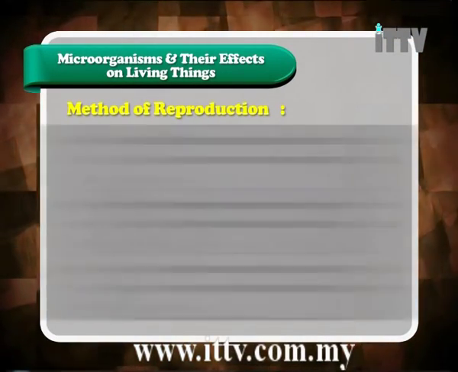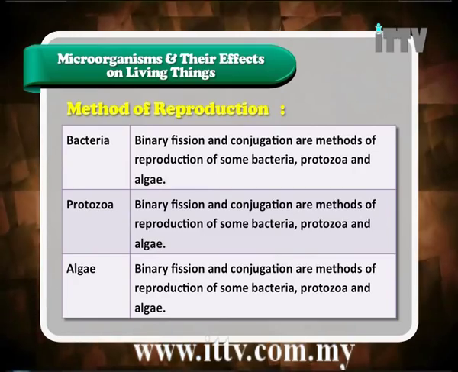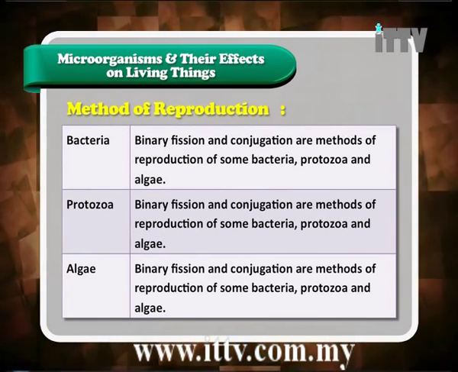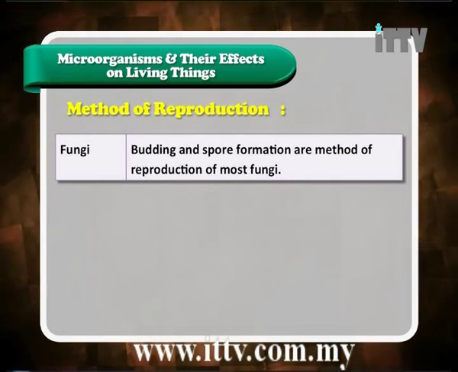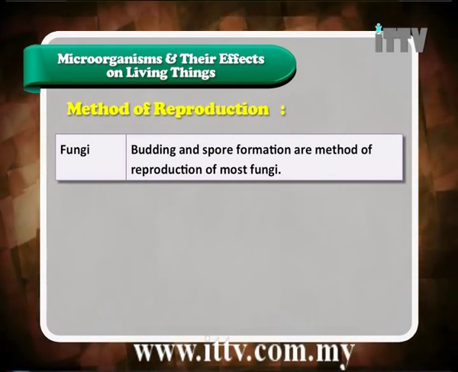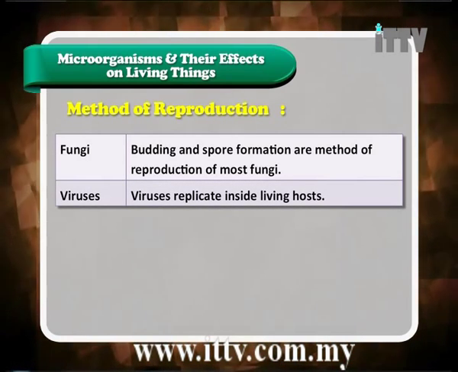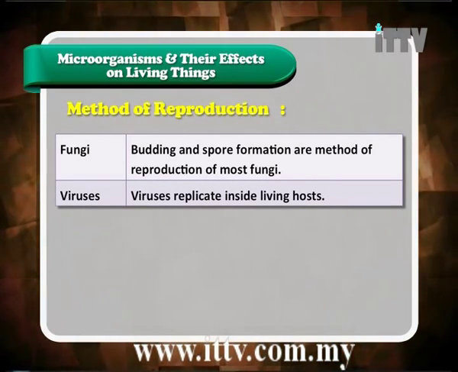So, here we have summarized about the nutrition and finally about the reproduction. Method of reproduction. Binary fission and conjugation are methods of reproduction of some bacteria, protozoa and algae. Budding and spore formation are method of reproduction of most fungi. Viruses replicate inside living hosts. So here we have learned about the different types and classifications of microorganisms.